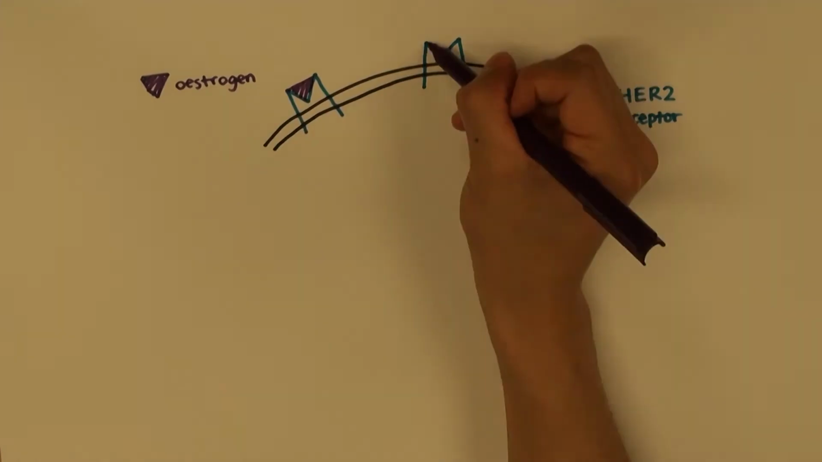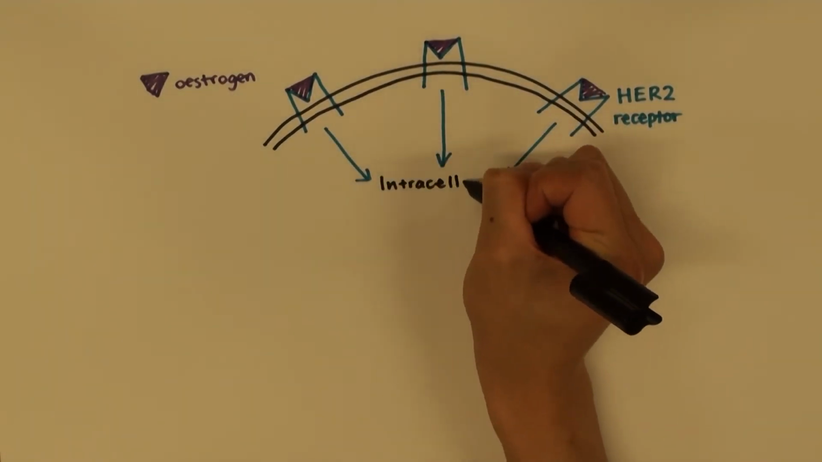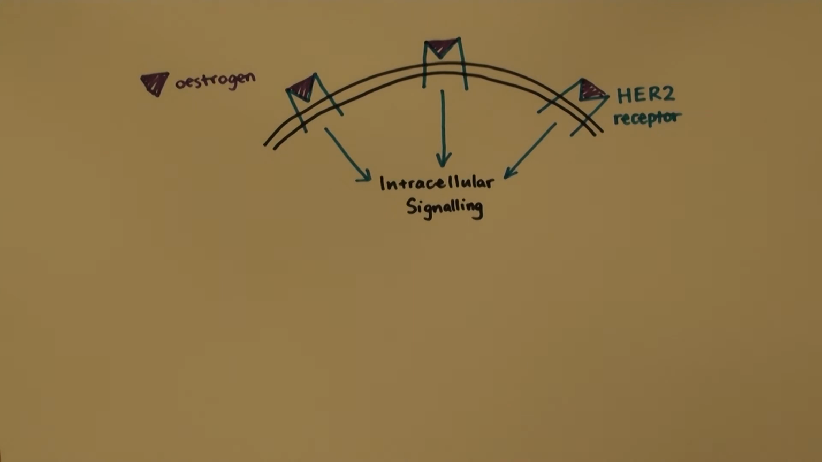An example of an abnormality in one of these processes leading to uncontrolled cell proliferation or cancer can be seen in breast cells, where normal breast cells undergo cell proliferation through the binding of estrogen to specific receptors known as HER2 receptors in the cell membrane. This leads through intracellular signaling to increased expression of cyclin D.